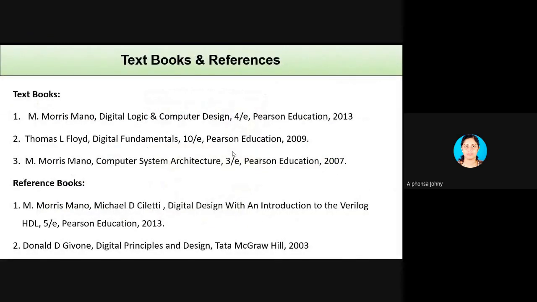Finally, as a textbook, in the syllabus, it is given as M. Morris Mano is the name of the author, and the book written by M. Morris Mano, Digital Logic and Computer Design. Then to study about the architecture of computer system, we can use the book of the same author, even though in the syllabus, it is not listed out. The book written by A. Anand Kumar with title Fundamentals of Digital Electronics is an excellent book we can refer.